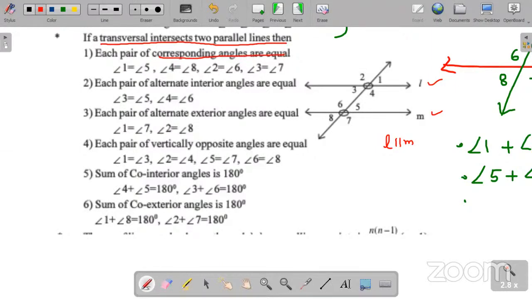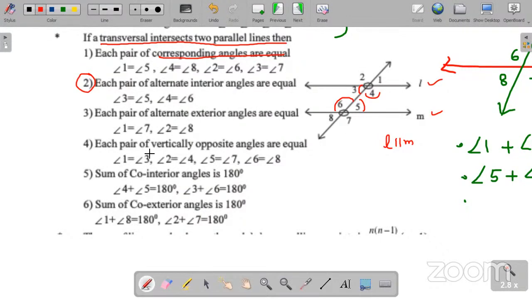And this angle is equal to this angle. Angle 3 is equal to angle 5. Angle 4 is equal to angle 6. This is a very, very important point. Alternate exterior angles: 1 and 8 are also equal. 2 and 7 are also equal. Sorry, 1 and 8 exactly. Angle 2 and angle 7 are equal.